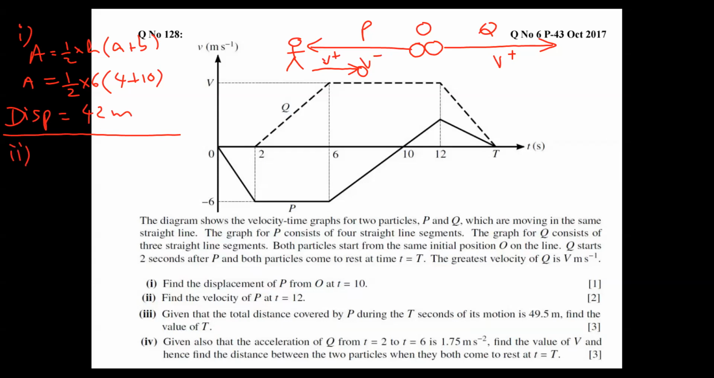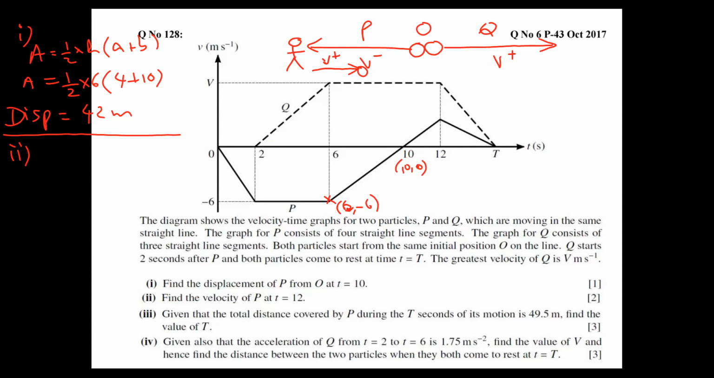Part number 2: velocity of P at 12 seconds. Where is 12 seconds? 12 seconds is here. I want to find the velocity, so I will just consider this line. On this line I have many points. At this point, x is 6 and y is minus 6, so the coordinates are (6, minus 6). And this coordinate, x is 10, y is 0, so I got (10, 0).